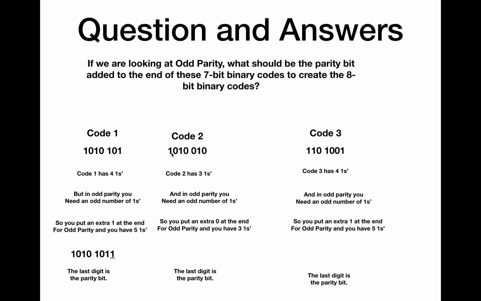Now for code 2, 10101010, this has 3 ones in it. In odd parity, you need an odd number of ones, so you put an extra 0 at the end here, and you have 3 ones in this string. Remember, the last digit is the parity bit. In code 3, you have 4 ones: 1, 2, 3, 4. Remember, in odd parity, you need an odd number of ones, so you put an extra 1 at the end, and you have 5 ones: 1, 2, 3, 4, 5. The last digit is the parity bit. So here are your answers.